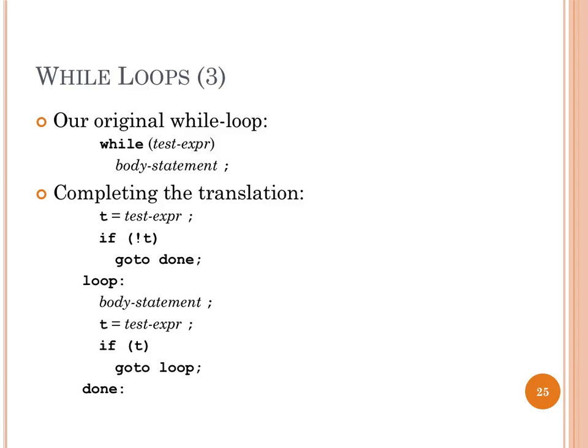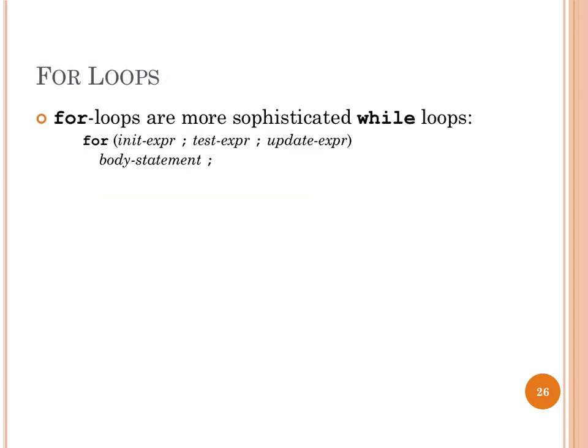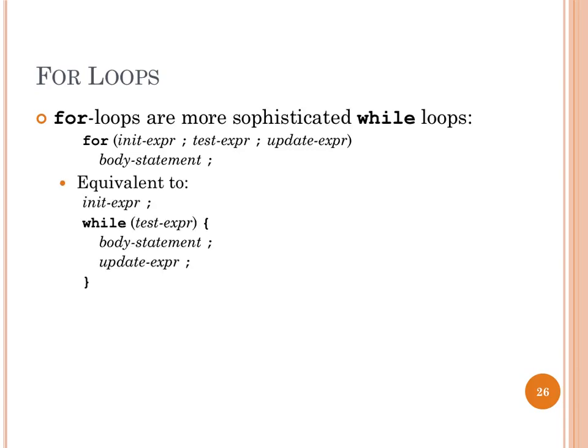All right, let's see. What do we do next? For loops. These are sophisticated while loops. They have all kinds of stuff that they can do for you. You have initialization. Remember, the initialization happens before the body of the for loop. So then you have your test expressions, which is like a while loop, right? And then you have your update expressions, which occur after the body statement and before the next iteration of the loop. So you end up with a translation like this.